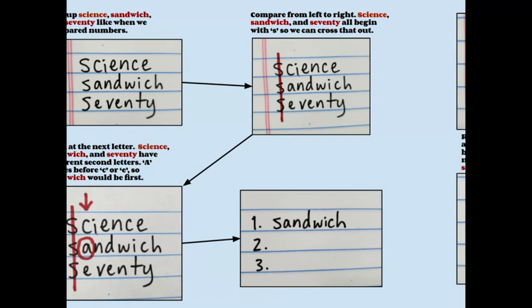We're going to repeat the same process for science and 70. The letter C comes before E, so science would be next in alphabetical order and 70 would be last. Okay, so since C comes before E in the alphabet, science would be our next in alphabetical order and 70 would be last.